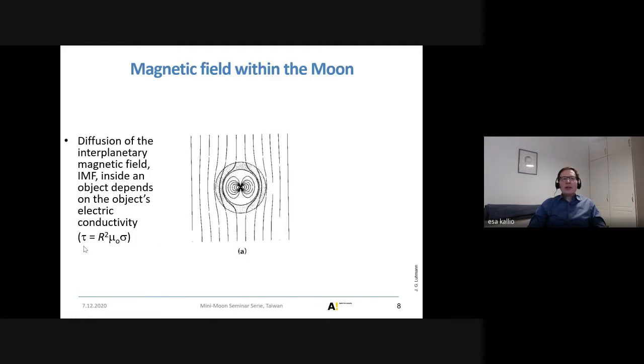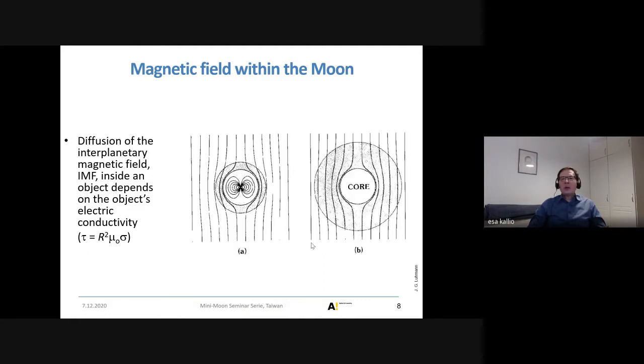And of course, how long the diffusion takes depends on the radius of the object, but also the conductivity. If you have a superconducting object, infinite conductivity, it takes infinite time to diffuse. So it means that the field doesn't diffuse inside this conductor. But if the core is smaller, it might be that you cannot see it. In this drawing, maybe it's a quarter, maybe a third. So in this sketch, you cannot see the draping pattern above the surface of the object.